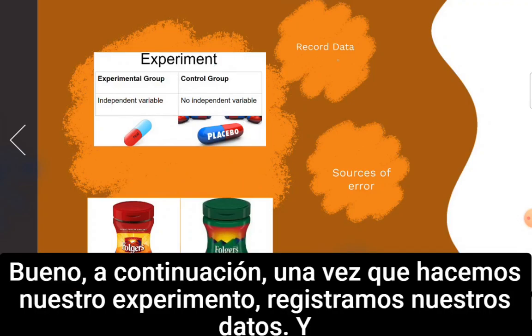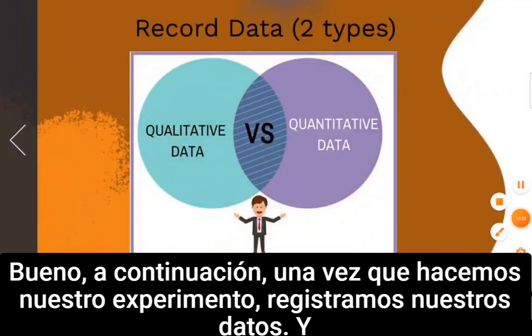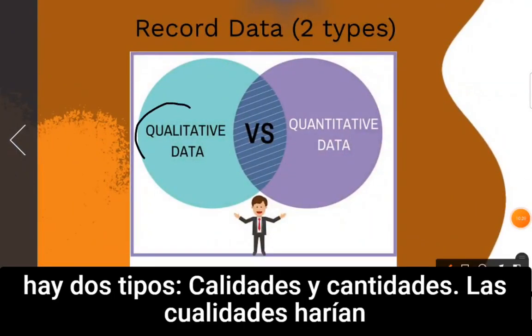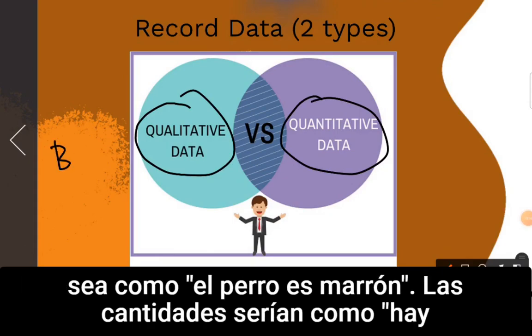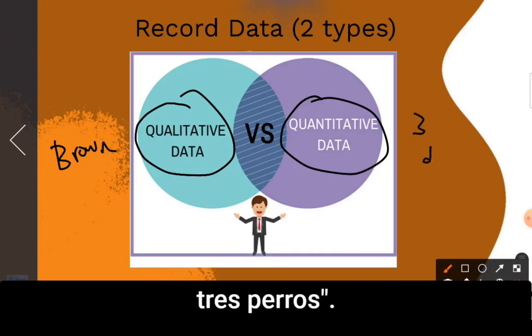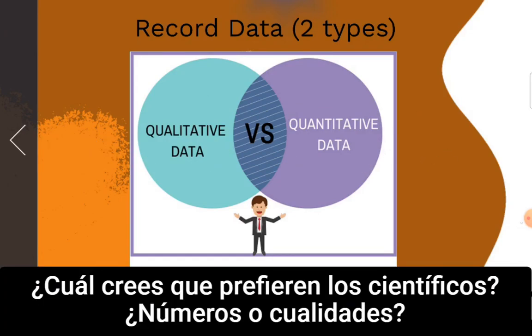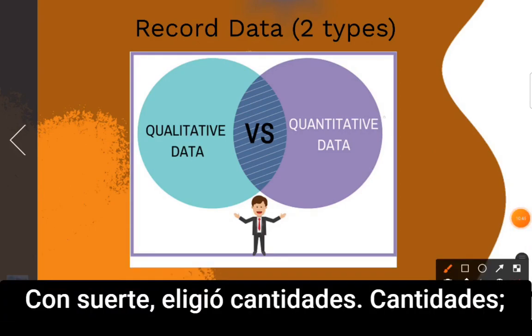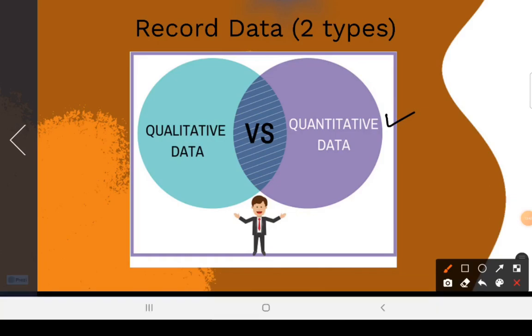Okay, next, once we do our experiment, we record our data. And there's two types, qualities and quantities. Qualities would be like the dog is brown. Quantities would be like there are 3 dogs. Which do you think scientists prefer, numbers or qualities? Hopefully, you picked quantities. Quantities you can do more with.